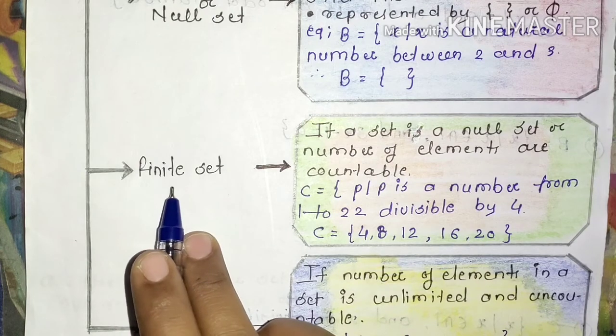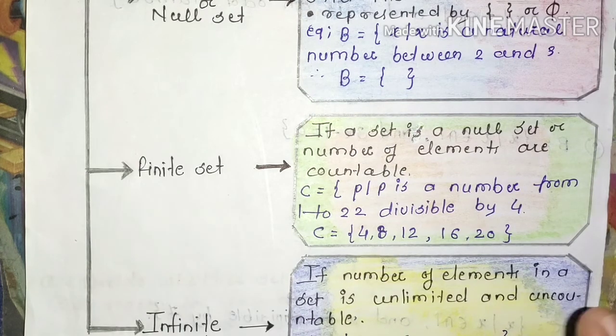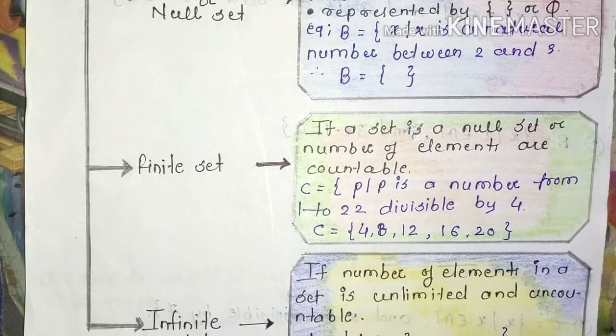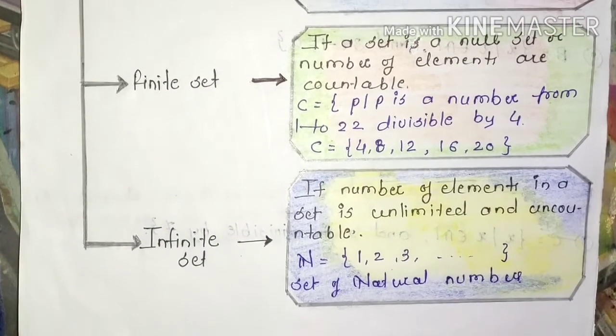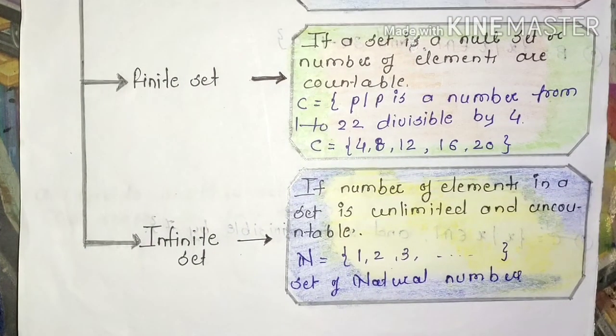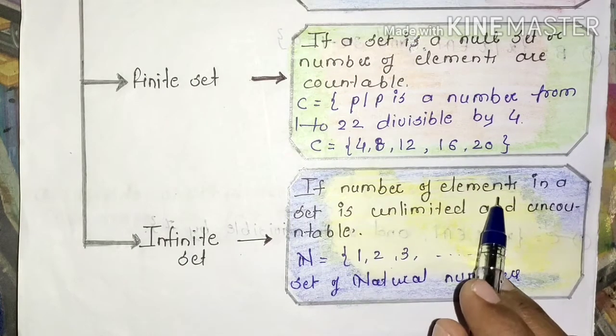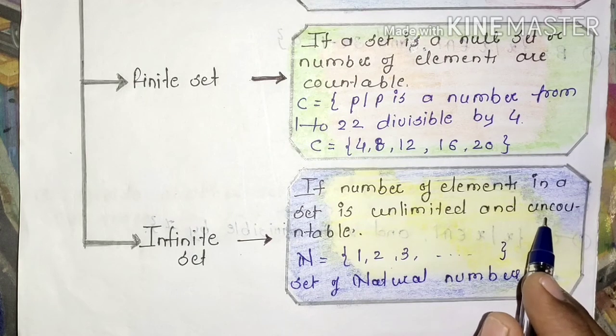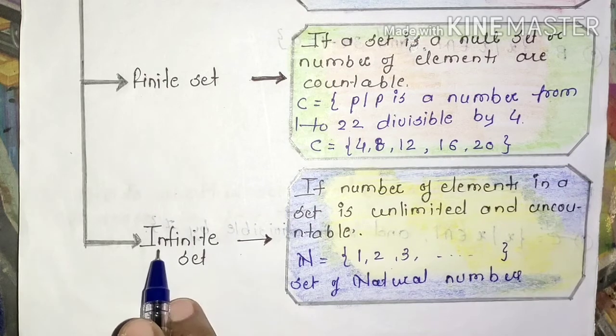Are you understanding? Finite means what? If the number of elements in a particular set is countable, then this set is a finite set. And uske against, the infinite set. We all know what is meant by the word infinite. If the number of elements in a set is unlimited or uncountable, if we cannot count the number of elements in a given set, then this set is known as the infinite set.